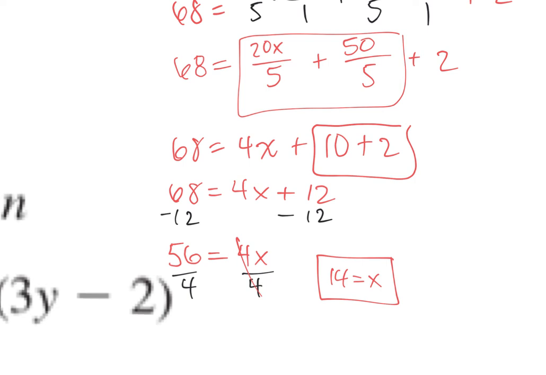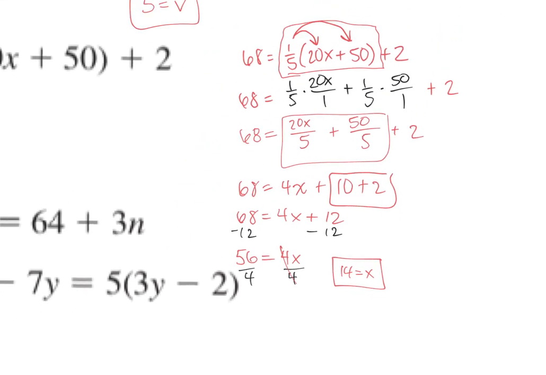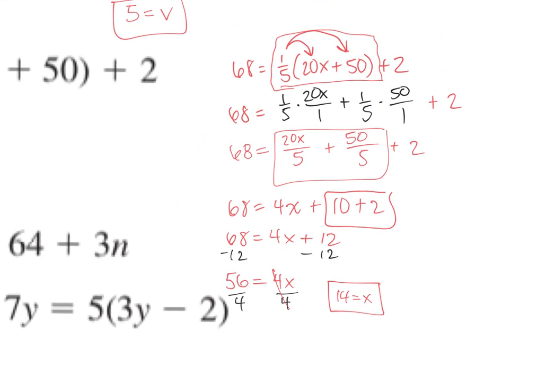Okay, so it had a fraction. Was it so bad? No. Now, this one, we would be asked to check our solution, correct? If you were to check your solution, you would plug a 14 back into that equation up at the top. So you get 68 equals 1/5 times 20 times 14 plus 50 plus 2. Guys, I'm not going to ask you to multiply something as big as 20 times 14 and then add 50 to it. If it's on your quiz, they're going to be nicer numbers if I'm asking you to check it. What's up, Gabby?